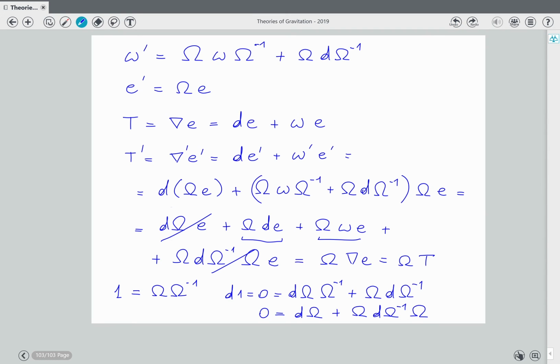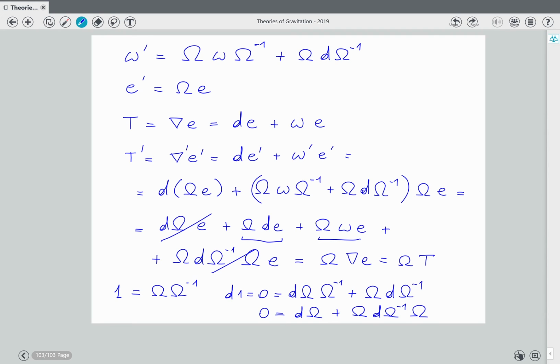So you see that the torsion, the covariant derivative, transforms correctly as expected because the change of basis gets out, and the torsion transforms as a vector, the same way as E prime does. So the transformation of E prime and T are the same.